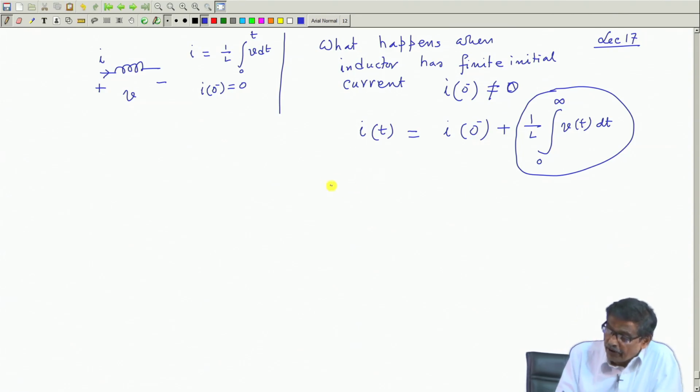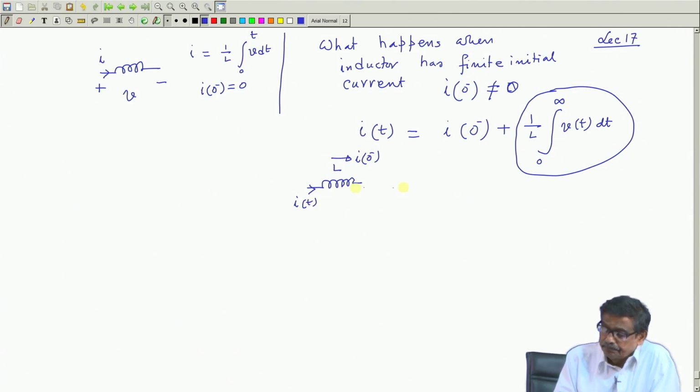Therefore, at this point please be with me and try to understand what I am telling. A crucial point: an inductor and its current at any time t is i(t), and it has some initial current i(0 minus), and these 2 points are, suppose, A and B, the terminals of this inductor with initial current.